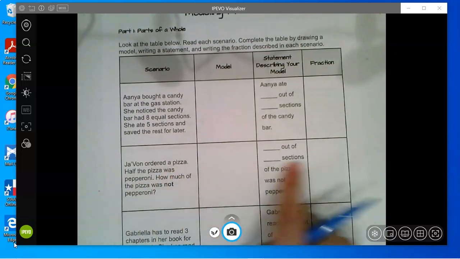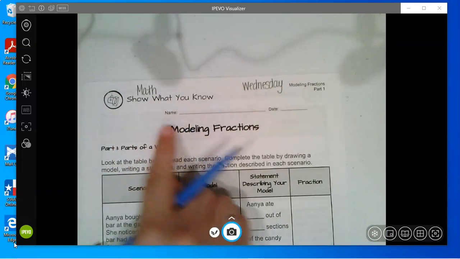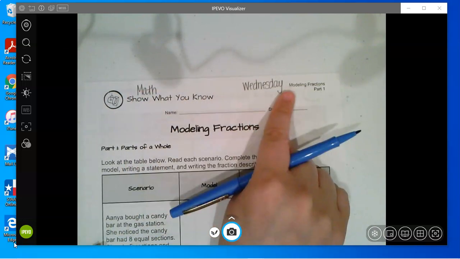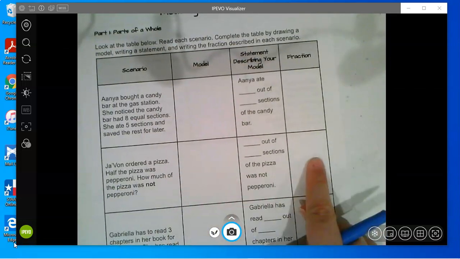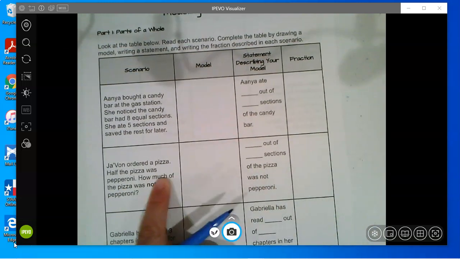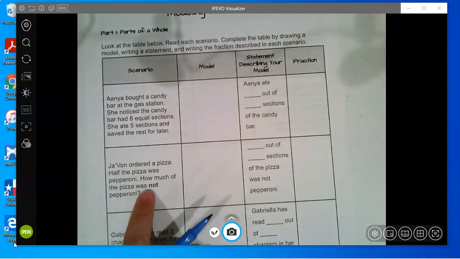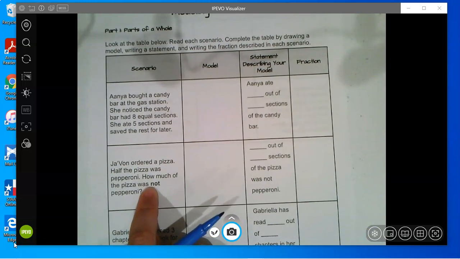I want to do this one right here. So grab your handout. It says Modeling Fractions Math Wednesday. And we're going to do this one right here. Not the first one, the second one.